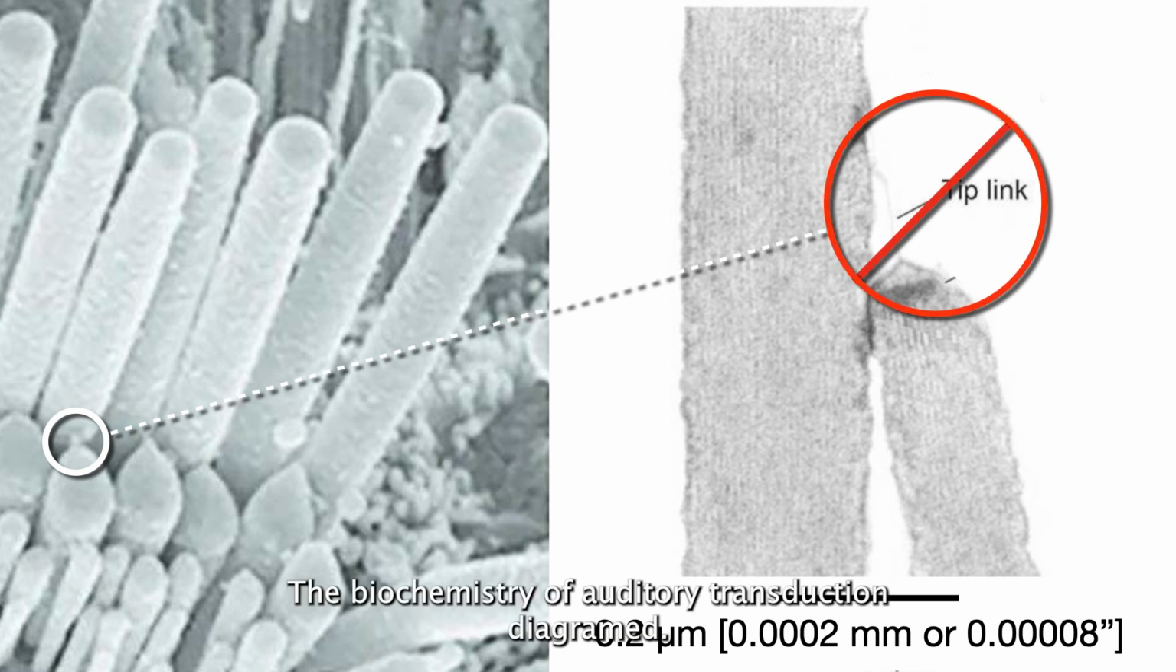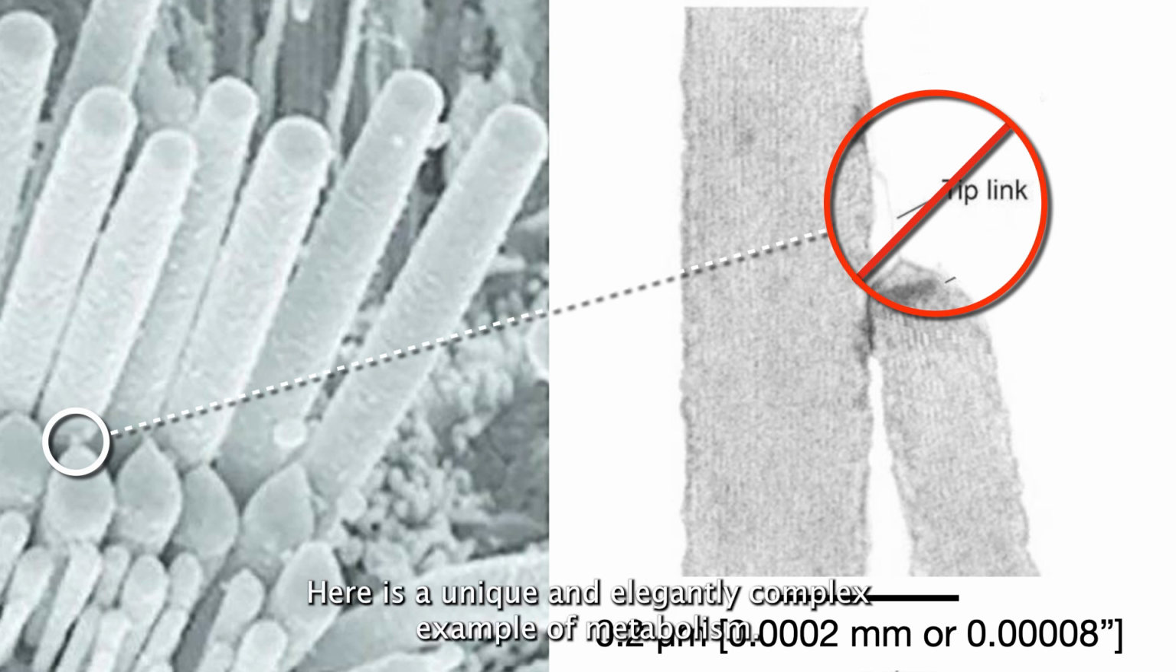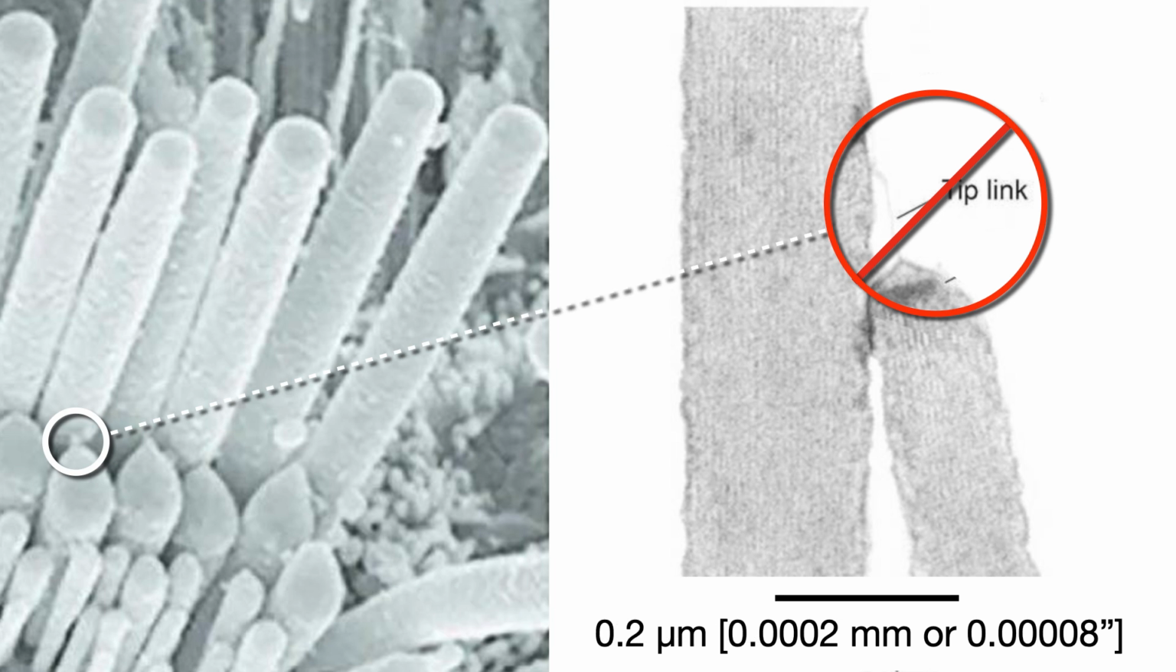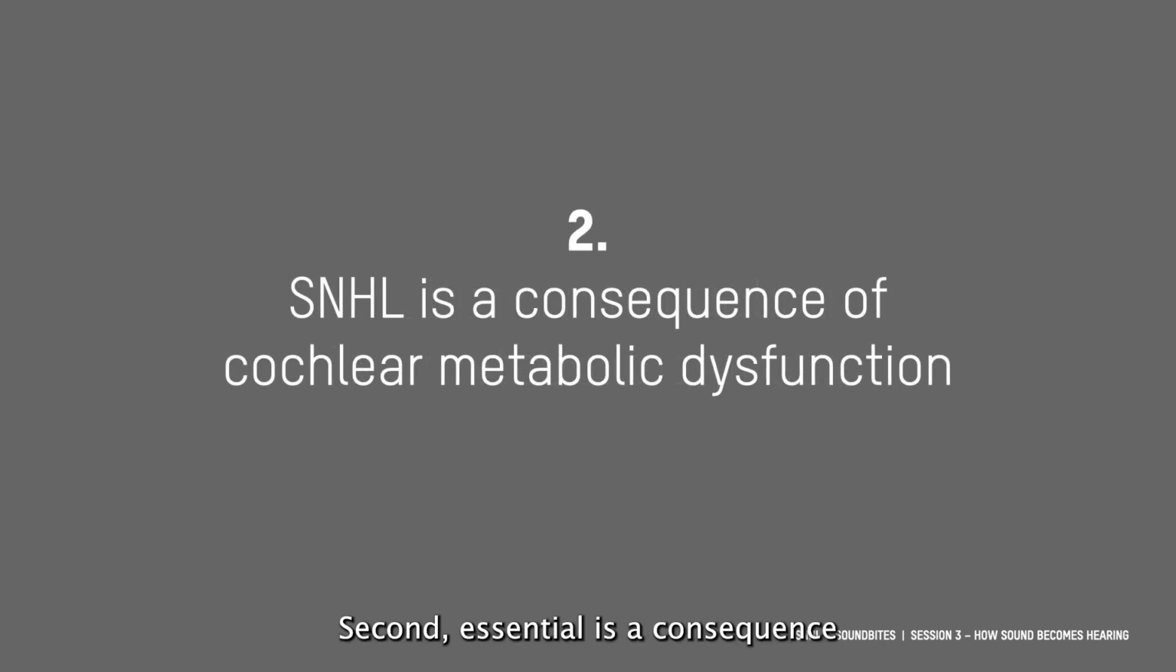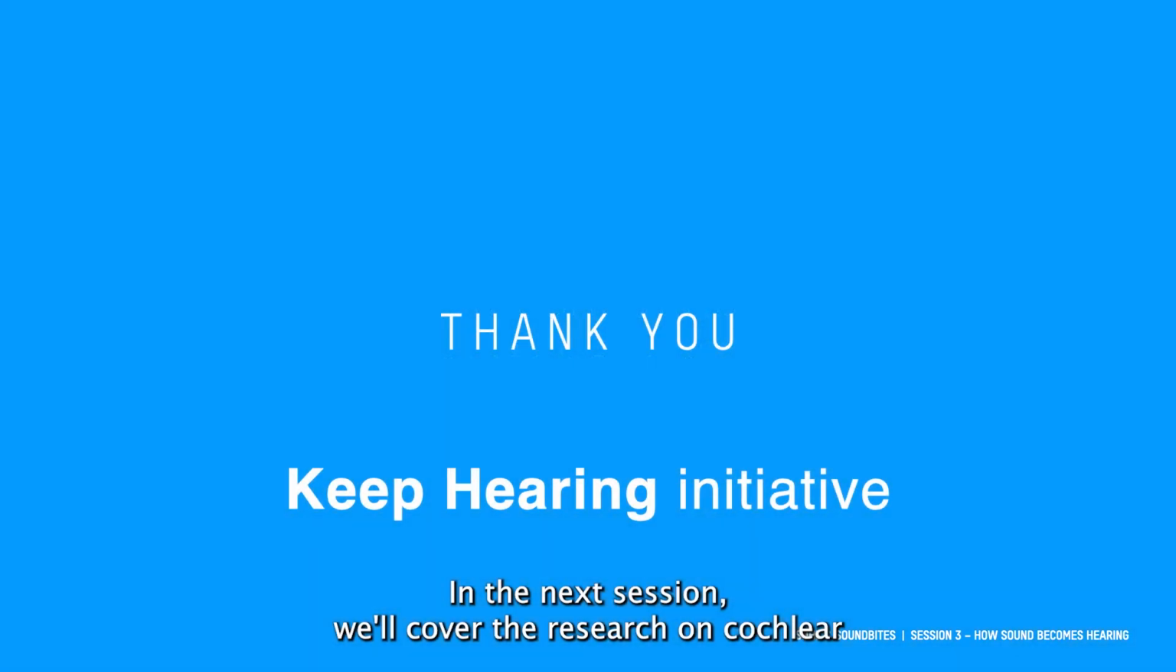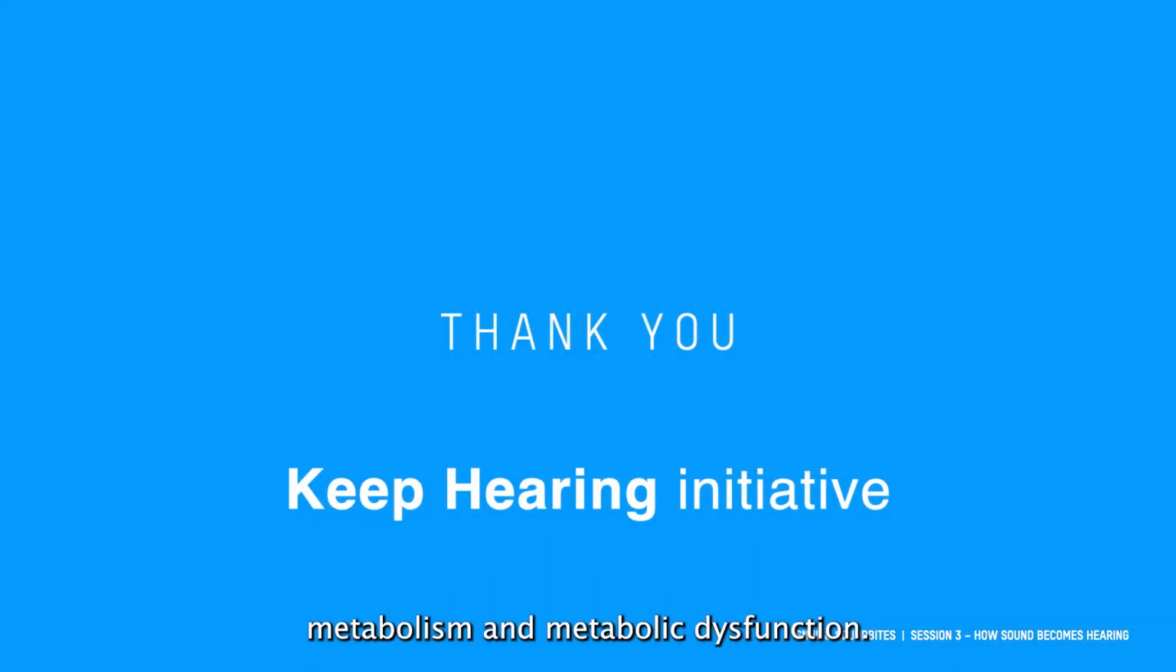The biochemistry of auditory transduction, diagrammed here, is a unique and elegantly complex example of metabolism. This session has two take-home messages. First, auditory transduction is a metabolic process. Second, SNHL is a consequence of cochlear metabolic dysfunction. In the next session, we'll cover the research on cochlear metabolism and metabolic dysfunction.